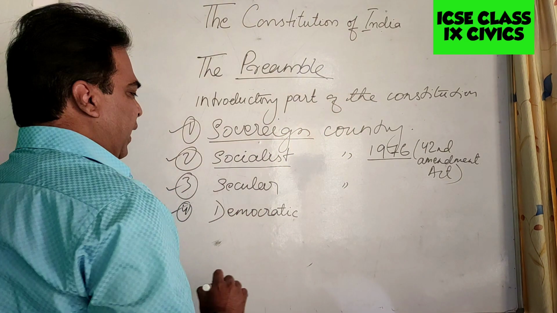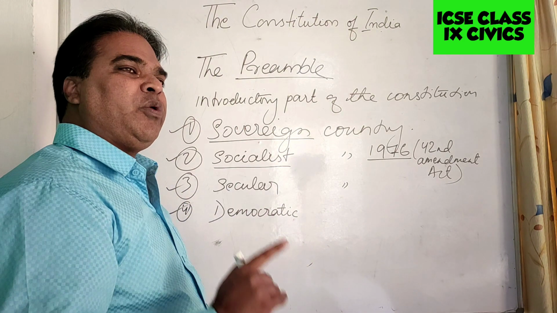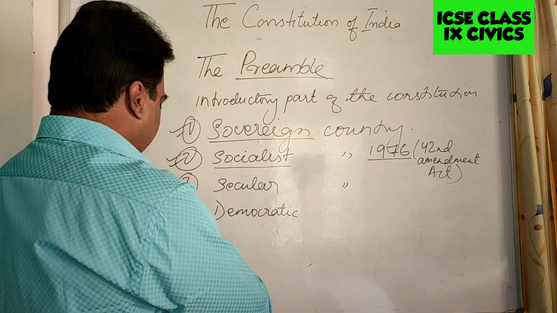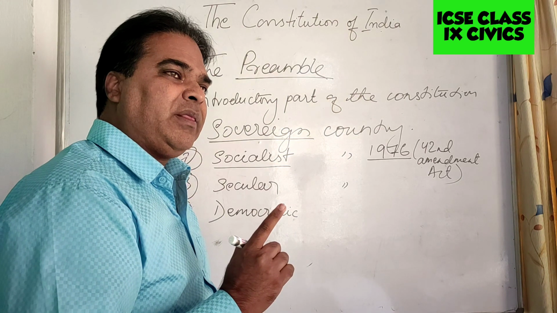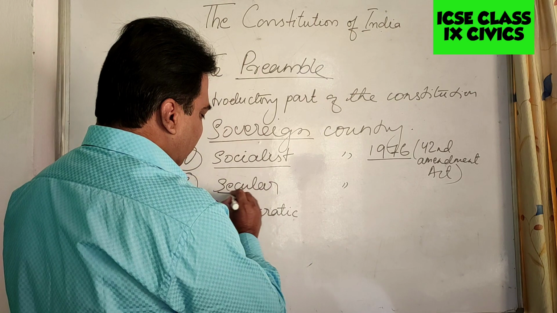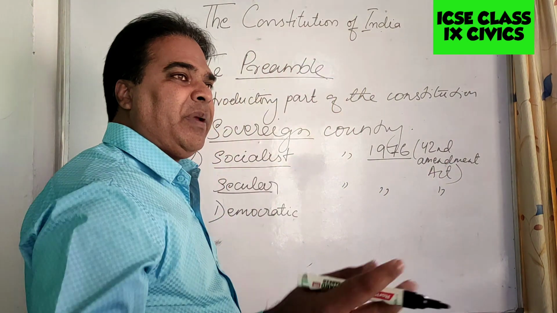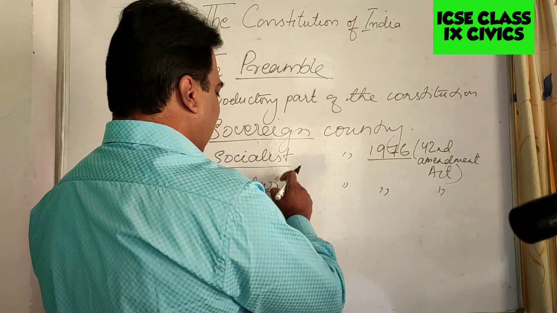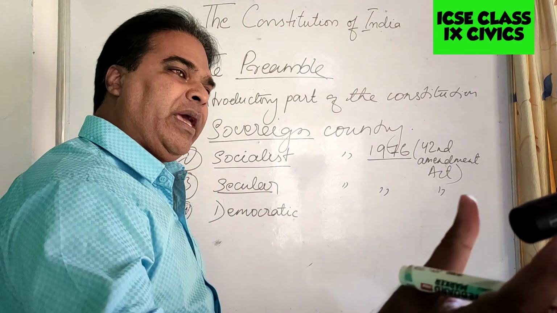Yes, sir. Okay. Now, we the people of India solemnly resolve to constitute India into a sovereign, socialist, secular, democratic. Also, one more thing I forgot. This secular word also was not there when the constitution was enforced for the first time. This word was introduced in the year 1976 through the 42nd Amendment Act. In 1976, two words were added: socialist and secular.